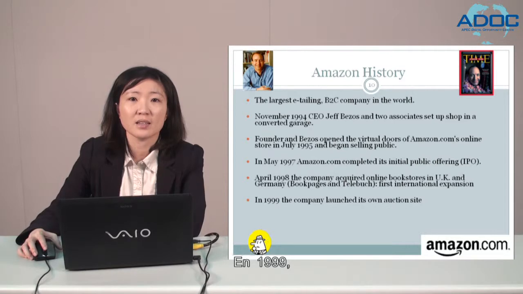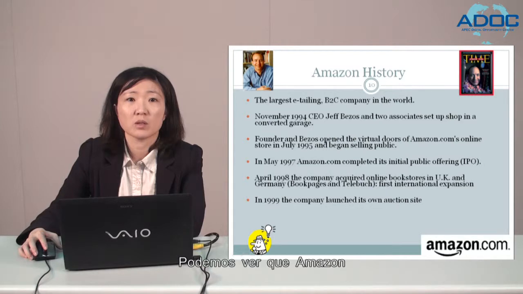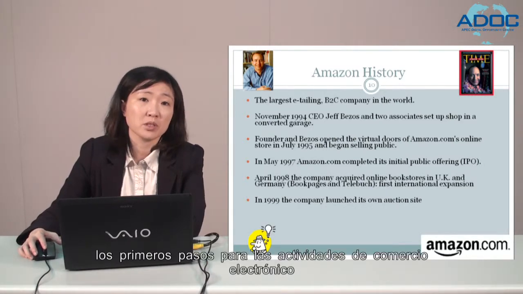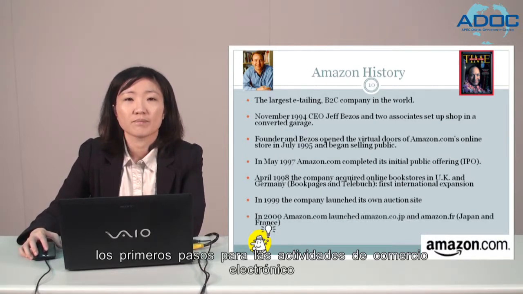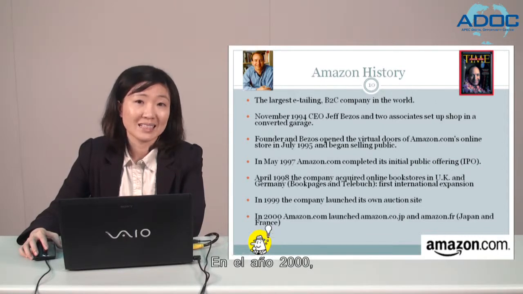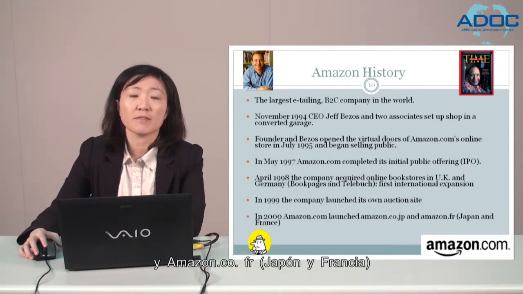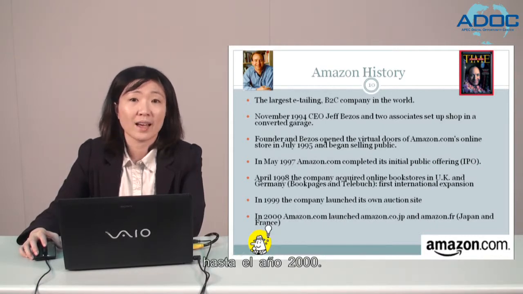In 1999, the company launched its own auction site. We can see Amazon took many first steps in e-commerce activities. And in 2000, Amazon.com launched Amazon.co.jp and Amazon.fr, Japan and France. And this is a brief history of Amazon until 2000.